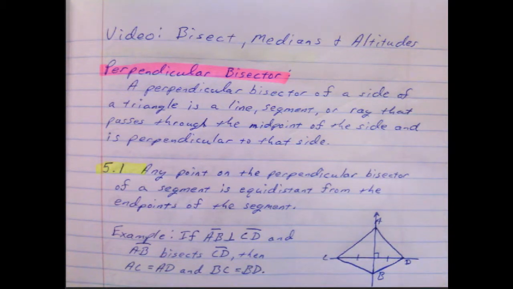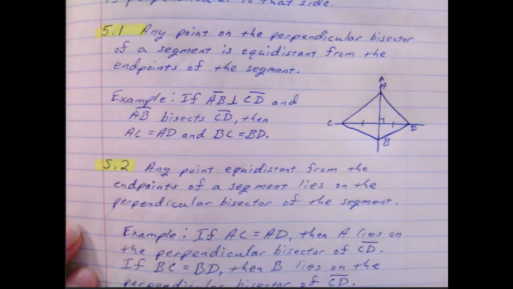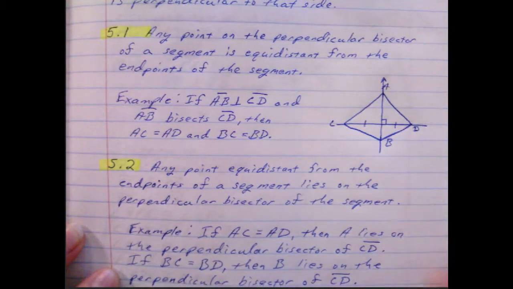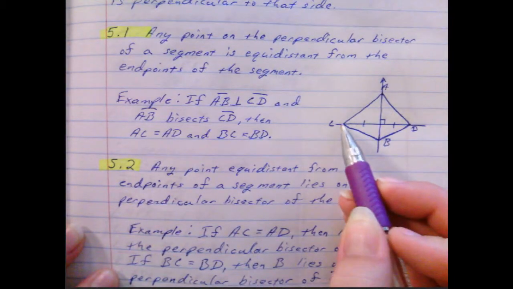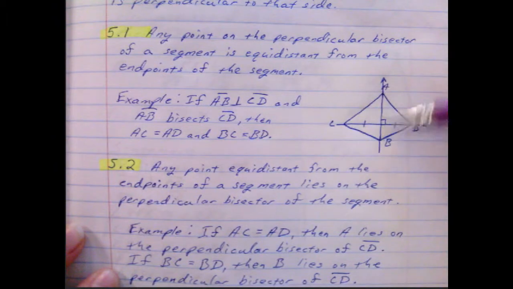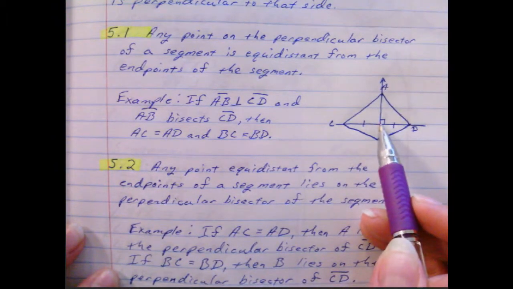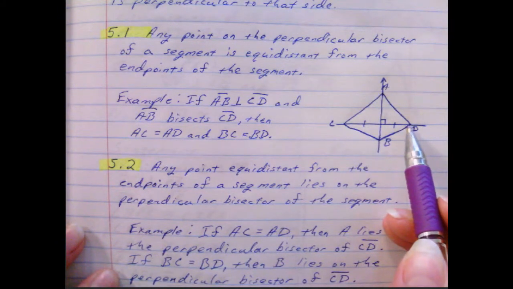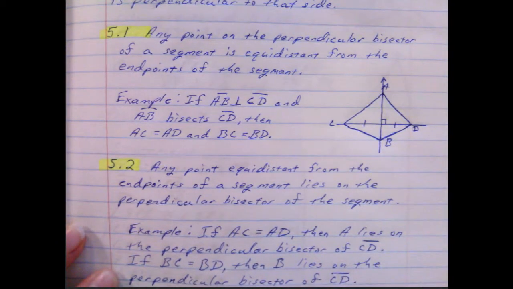So then we have some theorems that go along with these. There are two of them. The first one is 5.1. Any point on the perpendicular bisector of a segment is equidistant from the endpoints of the segment. What that's saying is, if I have the segment CD, this perpendicular bisector that goes through there, it's the same distance from where it crosses to C and where it crosses to D. They are the same distance.